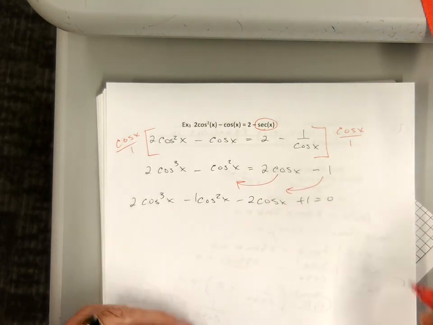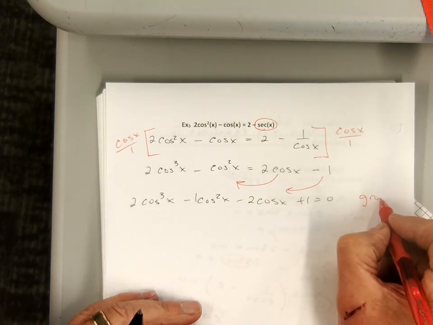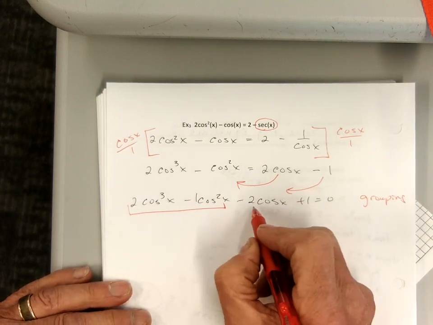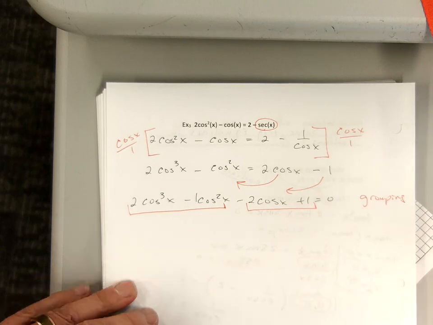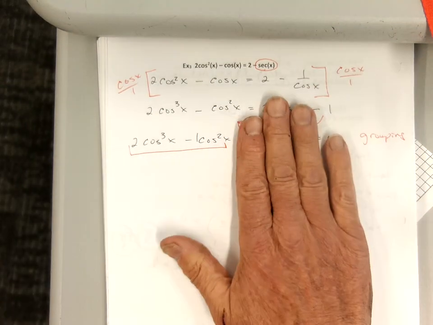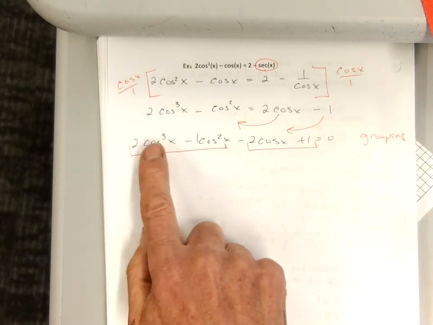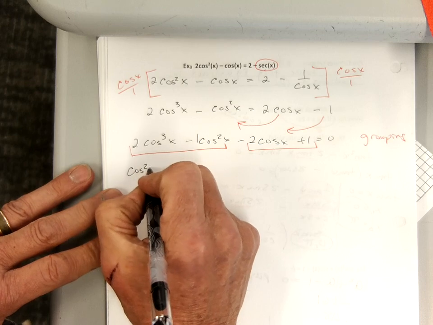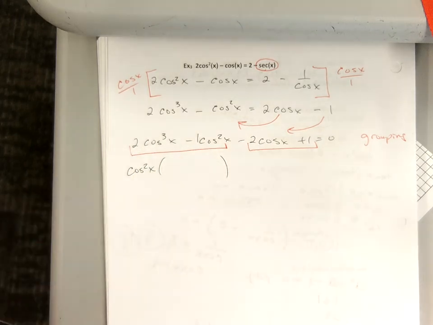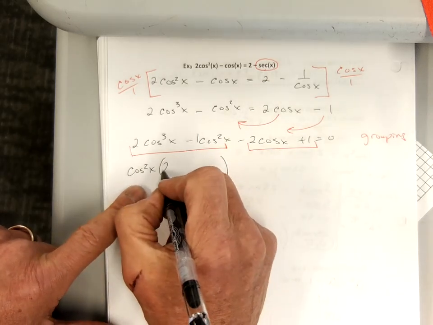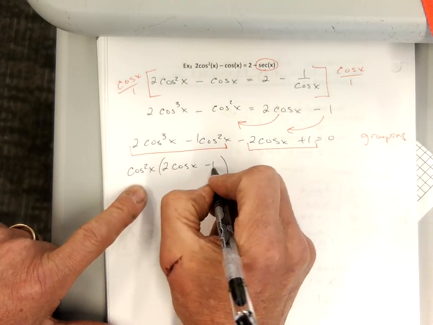It will factor by grouping. So I'm going to put these two together. I don't know if you guys remember grouping, but I'm going to put those two together and those two together. If I do it by grouping, I'm going to ignore the second half. These two have a cosine squared in common. So I factor out a cosine squared of x, and I would have a 2 cosine of x minus 1.